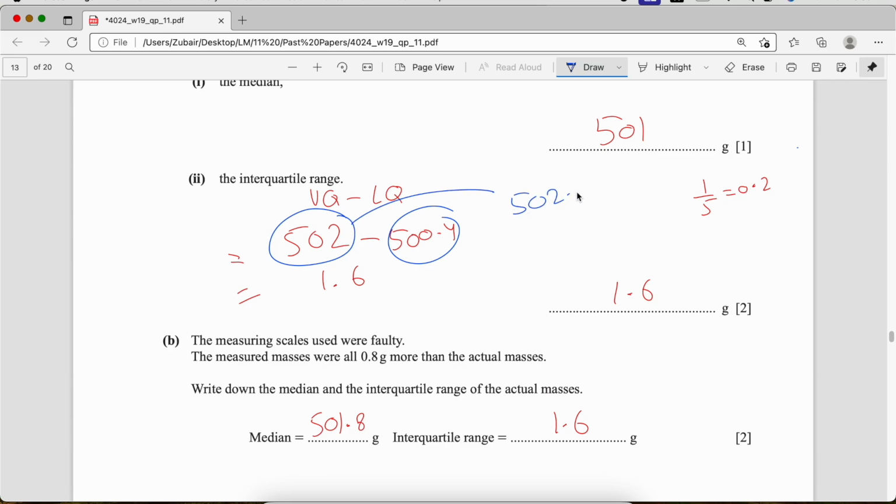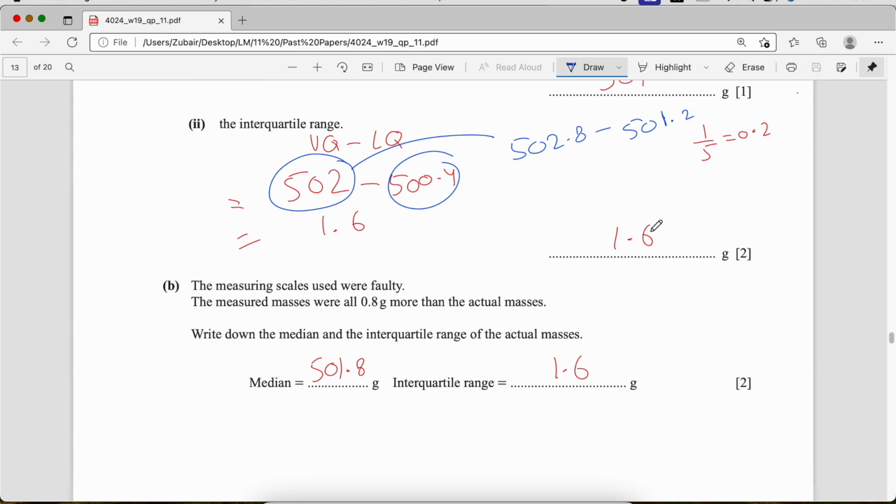This is 502.8, and 500.8 would be 501.2. So both of these are increasing, so the gap would stay the same, the difference would stay the same.